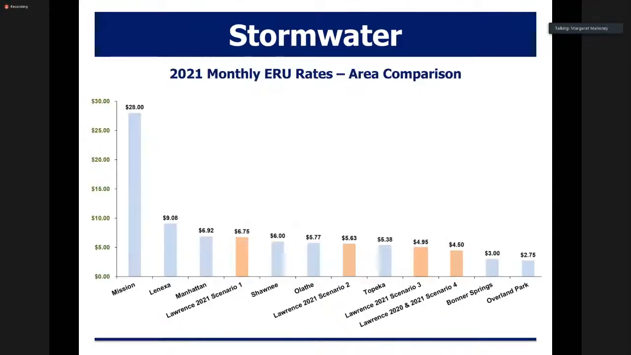And then one more comparison graph. These are the 2021 monthly ERU rates. These are the comparisons of other municipalities in the area. So the Lawrence scenarios are in the kind of peach color there. Over here on the left, you see Lawrence 2021 scenario one is at 675, scenario two at 563, scenario three at 495, and then the current rate for 2020 and scenario four for 2021 is there at 450. You can see how we compare to others nearby.